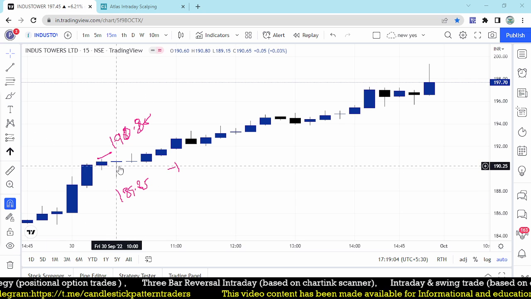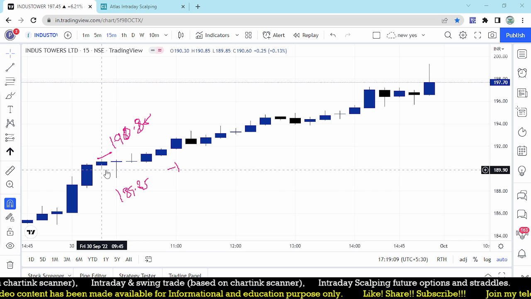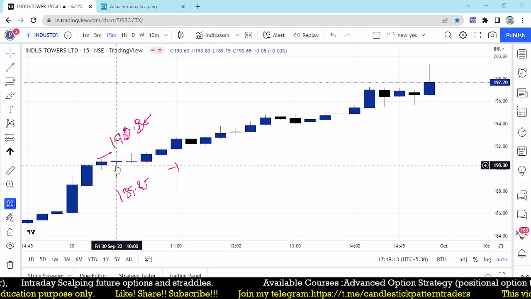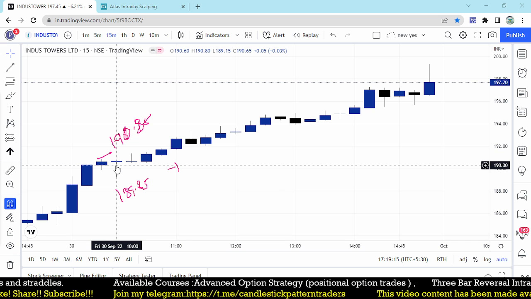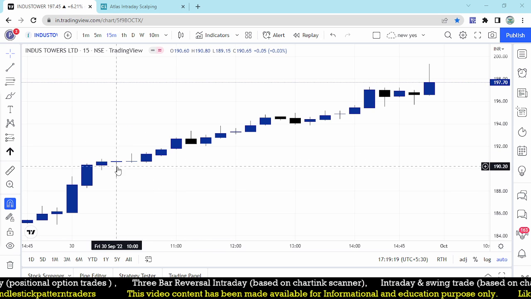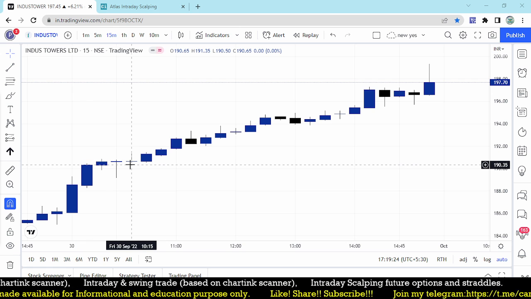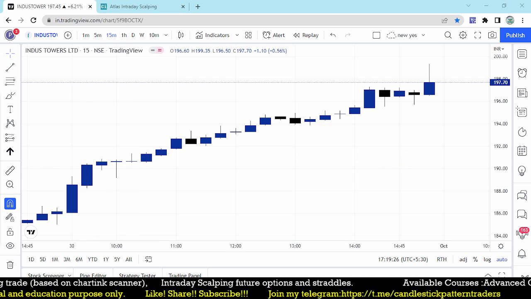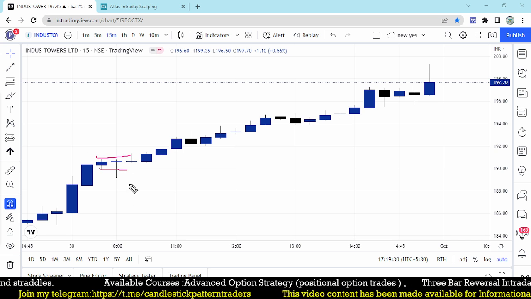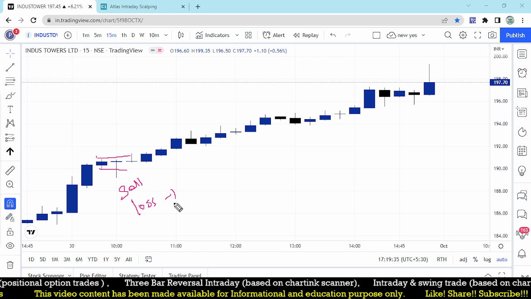Let's look at the next candle. It broke the low instead of breaking the high. It broke 189.85 and came down to 189.15. The 1 rupee target was not triggered, which means it triggered your stop loss. So the initial trade we took is a sell, and that was a loss of 1 rupee.